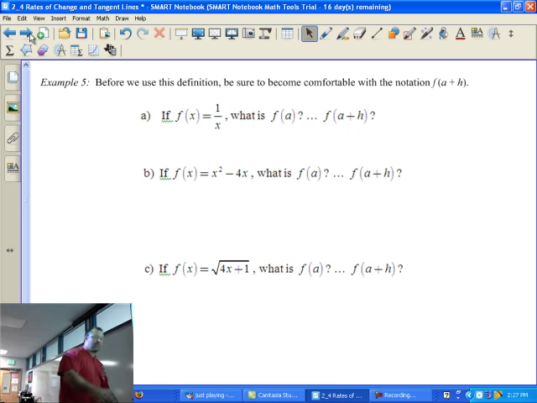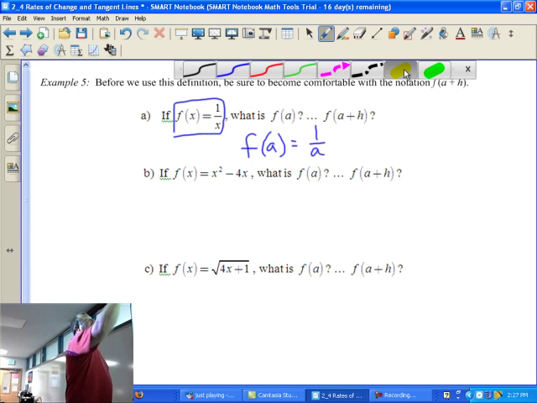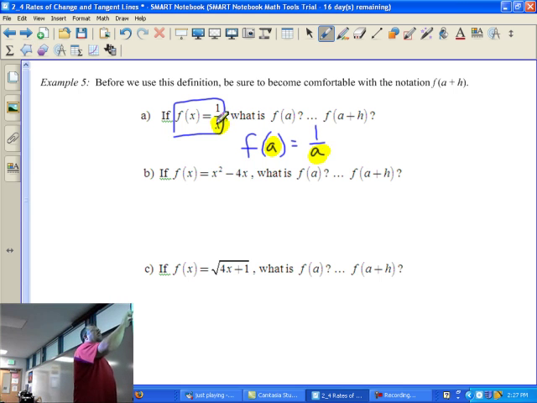Before we get used to this definition, we need to make sure we're comfortable with f of a and f of a plus h. I find that a lot of people start off on the wrong foot. So if f of x is 1 over x, what is f of a? Well, f of a would simply be 1 over a. Instead of x, you plugged in an a. It's not that hard. Well, for some reason, once we start plugging in more than one thing at a time, it gets confusing. All we did was take 1 and divide it by what we plugged in.